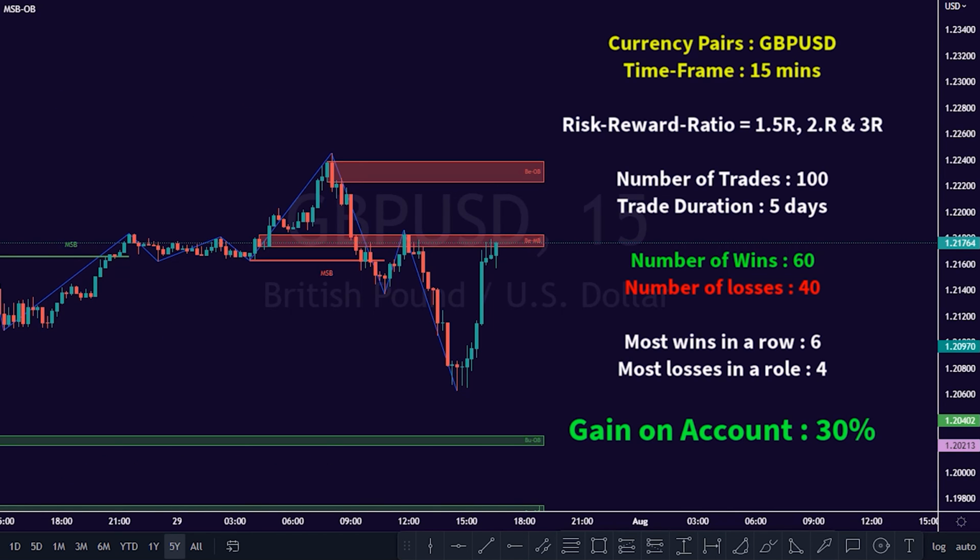I got 60 wins and 40 losses. Most wins in a row is 6. Most losses in a row is 4. Gain on the account is 30%. Here's a good trading record.